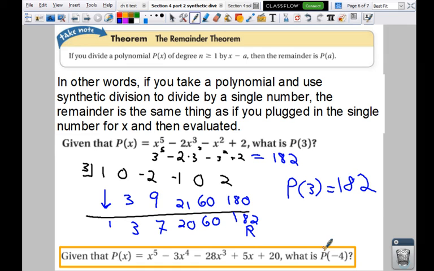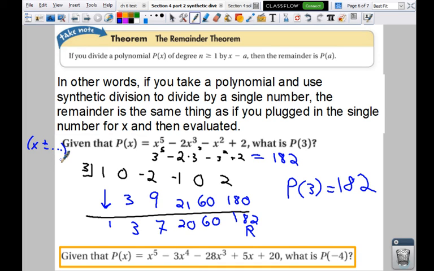So I can evaluate functions or evaluate polynomials by using synthetic division and plugging in that 3 in my box. When we do it like this though, we don't change the sign. I only change the sign when I have a parenthesis x plus or minus something. That's the only time you change the sign. This is just P of 3, I put 3 in the box.